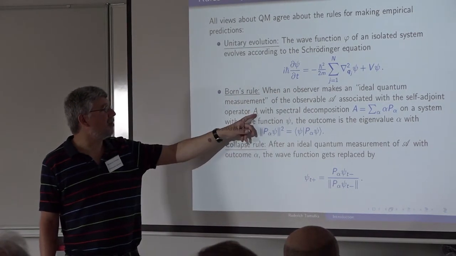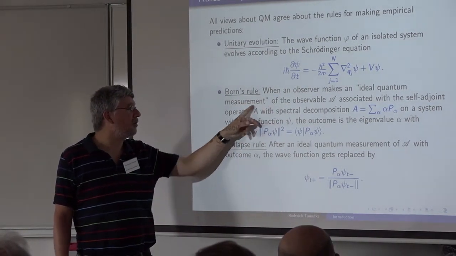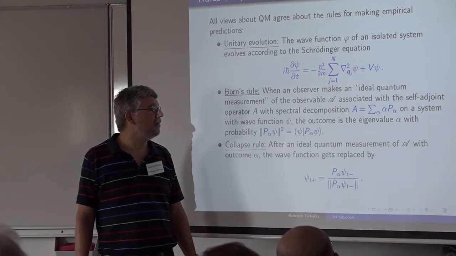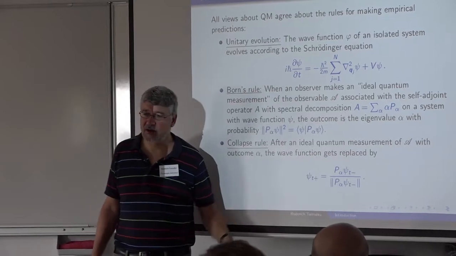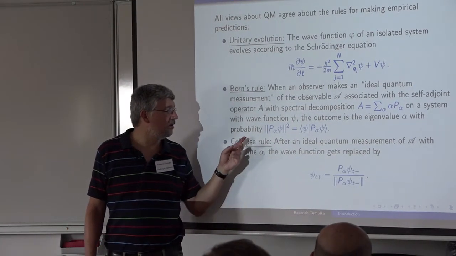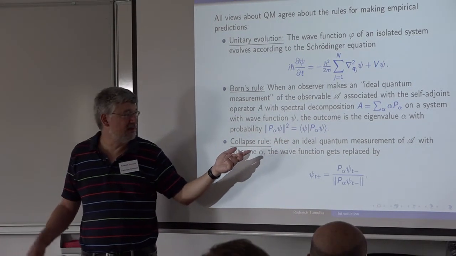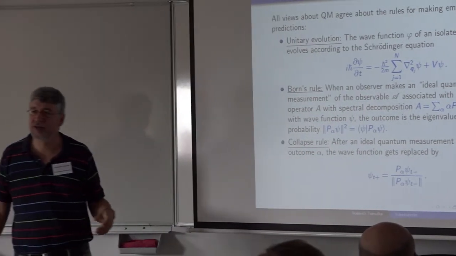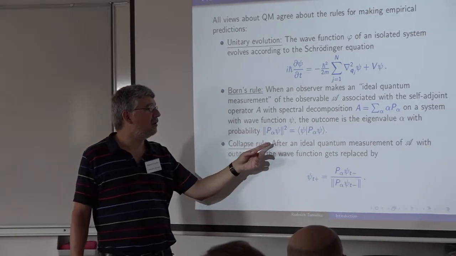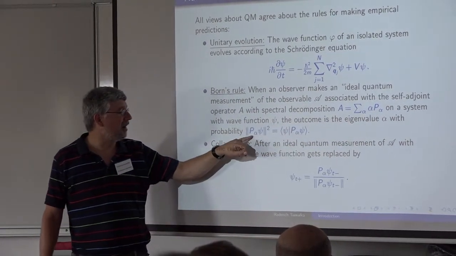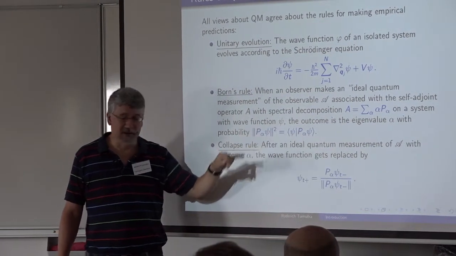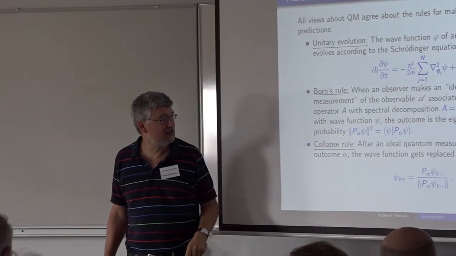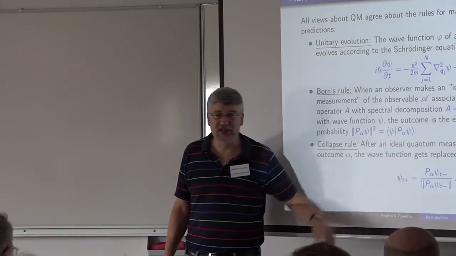Okay, so this is the operator. An observer makes this measurement on a system with wave function psi. Then the possible outcomes are the eigenvalues of A, and there's a probability distribution of these eigenvalues. By the way, the set of all eigenvalues is also called the spectrum of the operator, and the probability of a particular eigenvalue alpha would be the size, that means the norm squared, of the projection of psi to this eigenspace. Or this can also be written in this way.